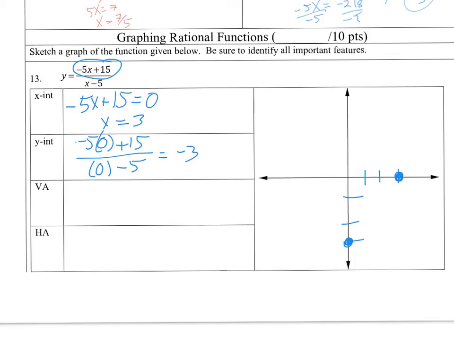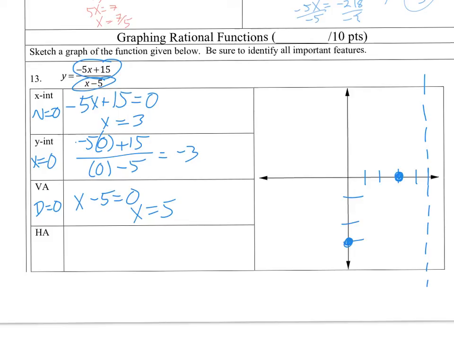Vertical asymptote happens when the denominator is equal to 0. I'm going to write denominator equals 0, x minus 5 equals 0, which means that x equals 5. I did not leave enough room to make this a happy graph.